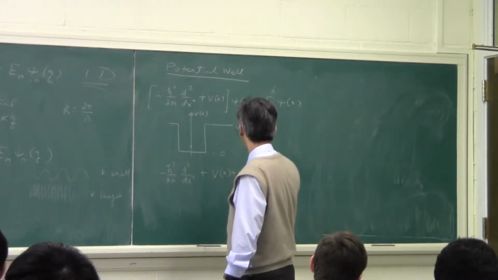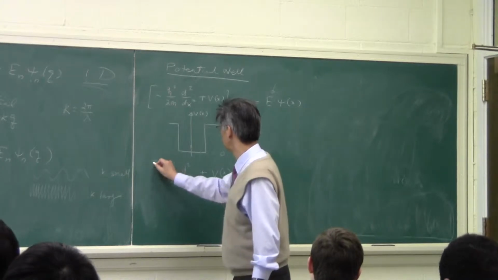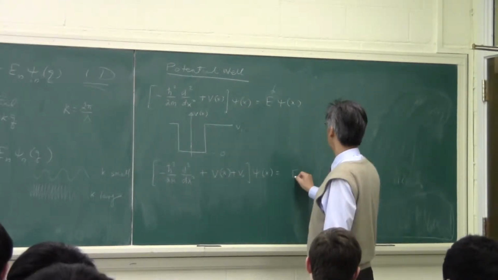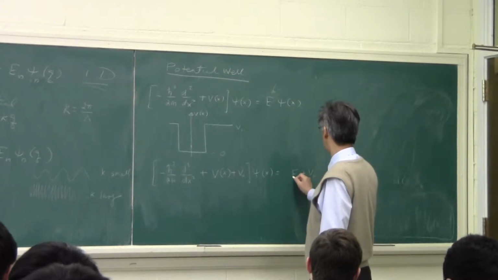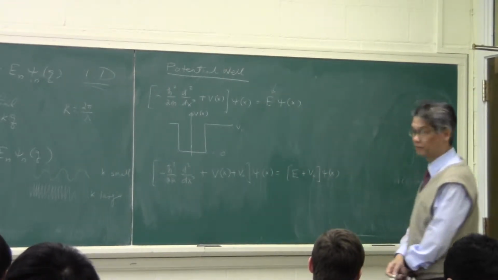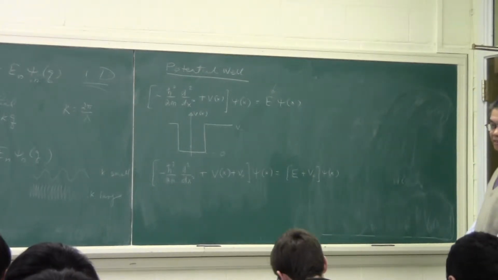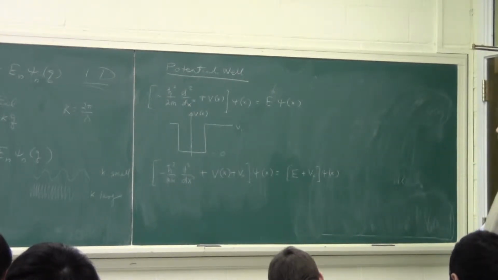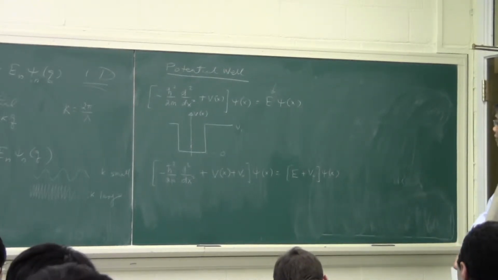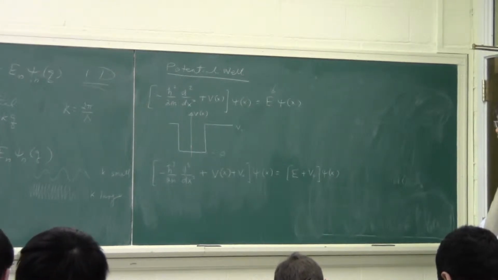Vx plus, say, V naught, which is a constant, and then E plus V naught. You can add a constant to both sides of the equation, and the problem remains unchanged because potential is a relative quantity. You learn in your ECE 329 that potential is a relative quantity. So you can always change the Schrodinger equation by a constant.